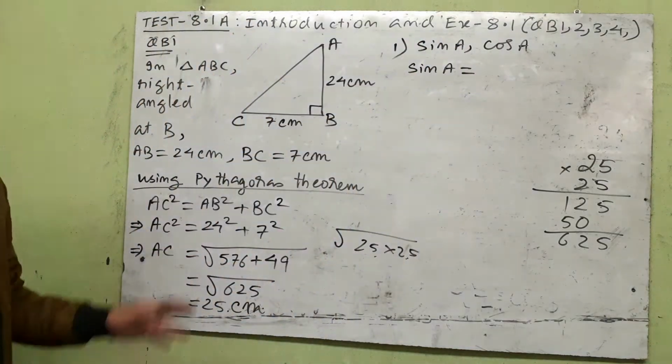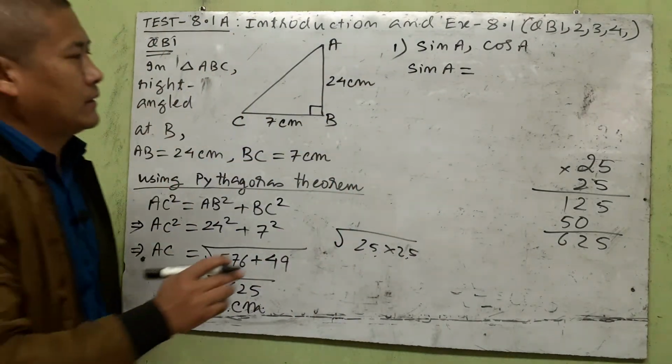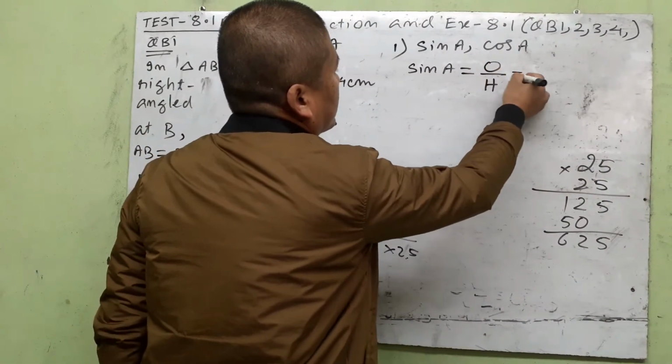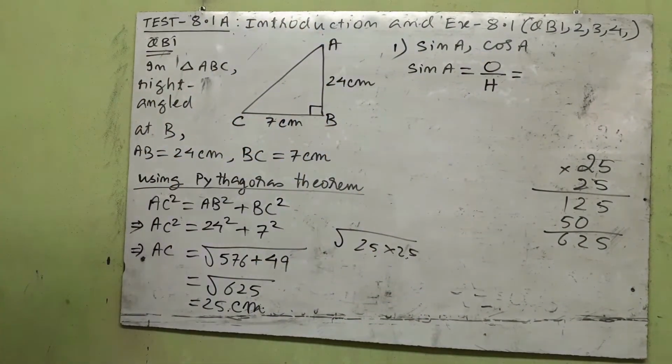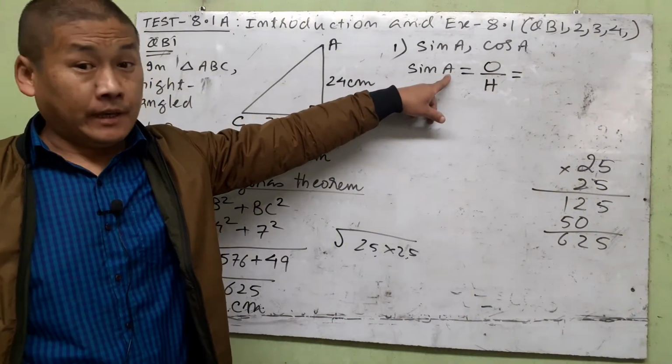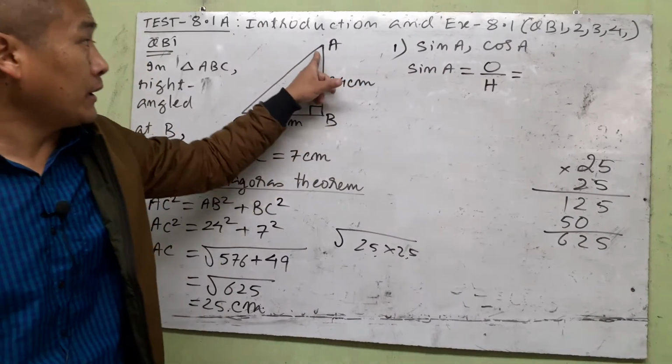Now we have learned in our previous class the sine is always opposite by hypotenuse. That's right. Okay, so what is the angle? Read this one. Yes, A. So this angle A, what are the two arms?